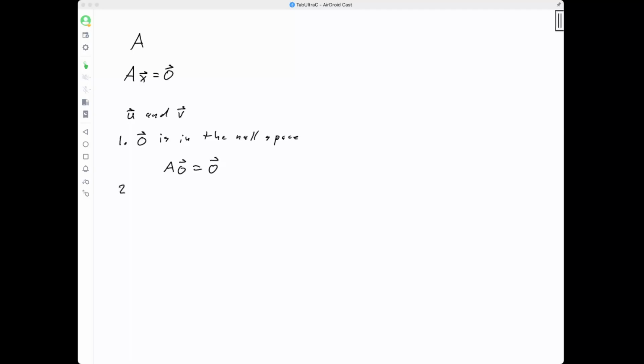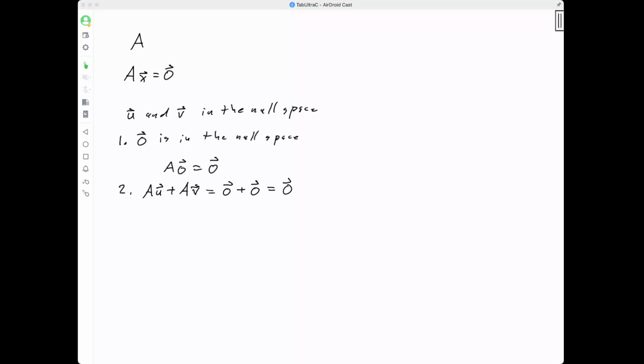The second thing I have to show is that if U and V are both in the null space, then their sum is too. U and V being in the null space means that A times U plus A times V, since U and V are in the null space, A times U is equal to 0, plus A times V is equal to 0, which is, in fact, the 0 vector.